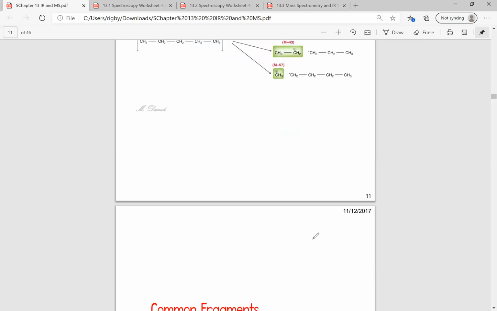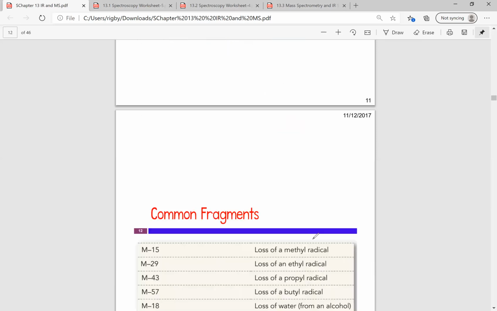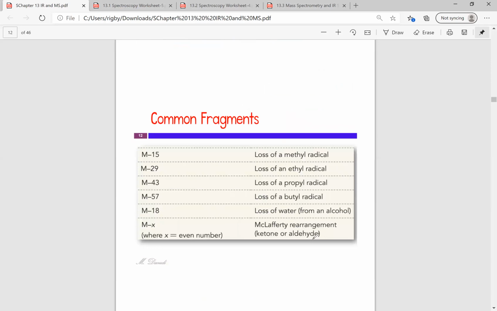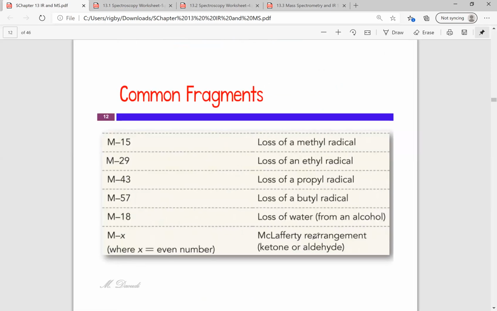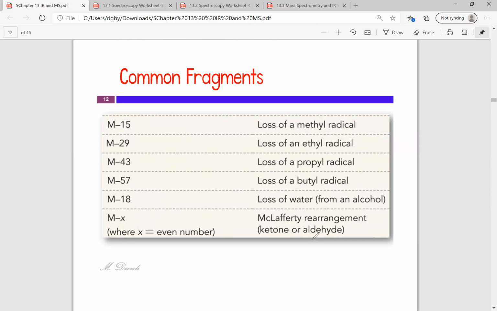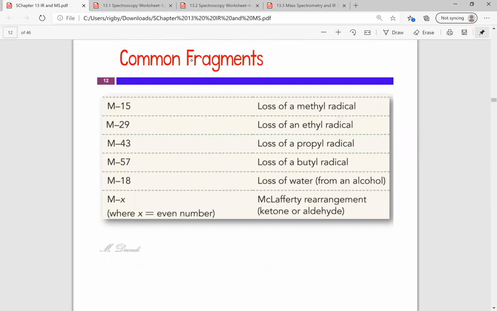So why did we talk about fragmenting like this? Well, different types of functional groups will have different types of fragments. And one important one is mass minus 18, which is the loss of a water, because H2O has a mass of 18, obviously. So if we have an alcohol, then we are going to end up losing 18 for reasons I'll discuss in a moment.